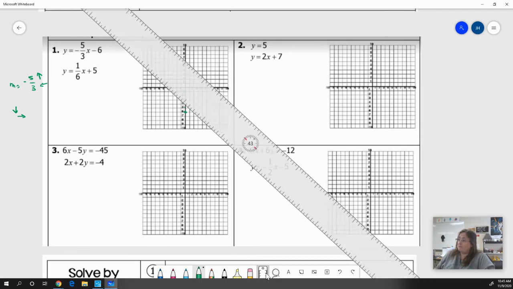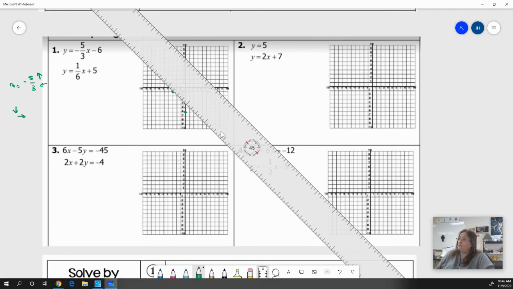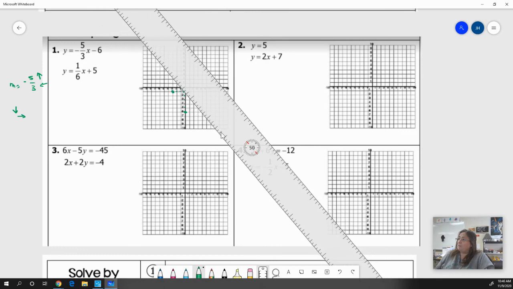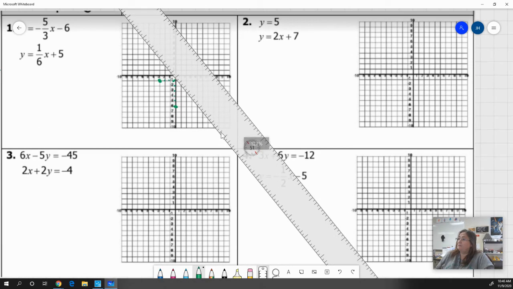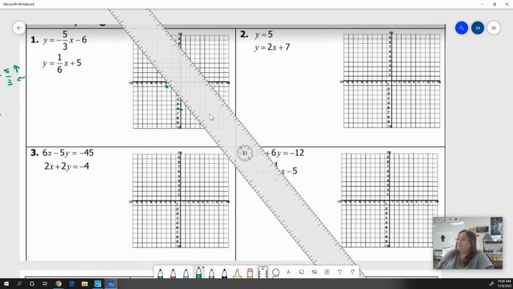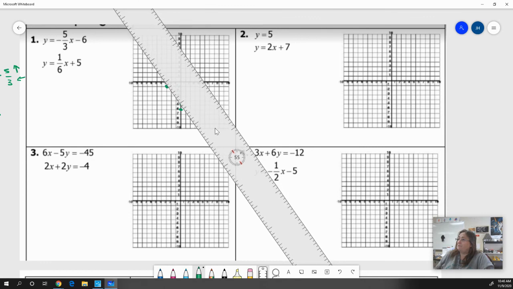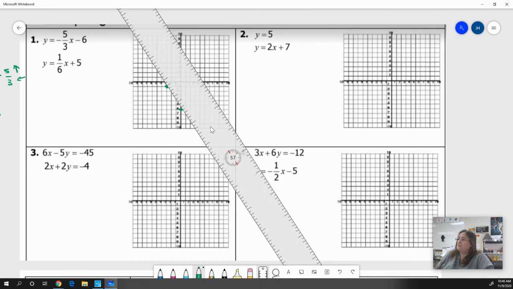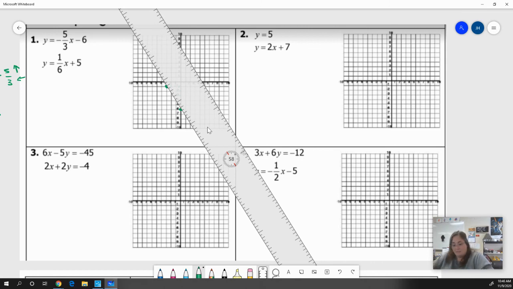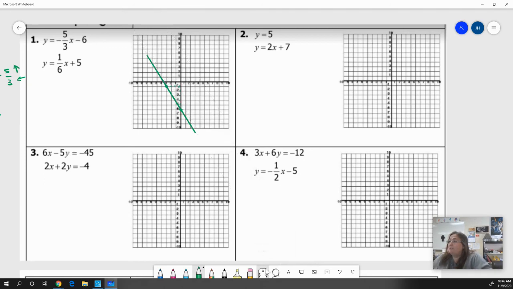Now I want some accuracy, so I'm going to bring out my ruler at this point and give it a go. Make it a little bigger. See if we can get a little accuracy with this, because what do we want? We want where these points are going to intersect. And a little bit more of a slant right there. And I'm going to draw my line. So I have graphed the first equation, right?